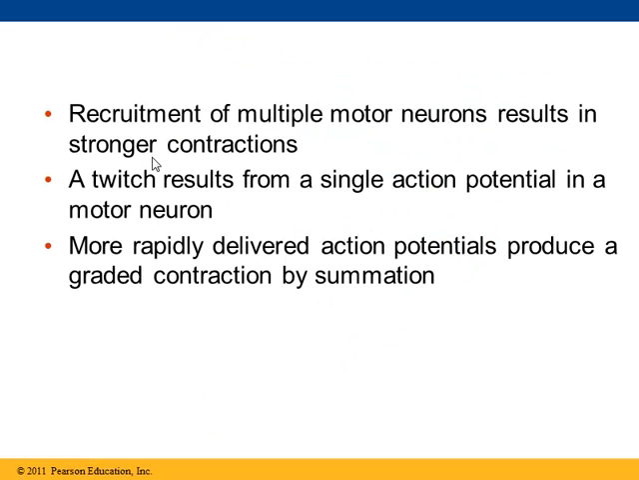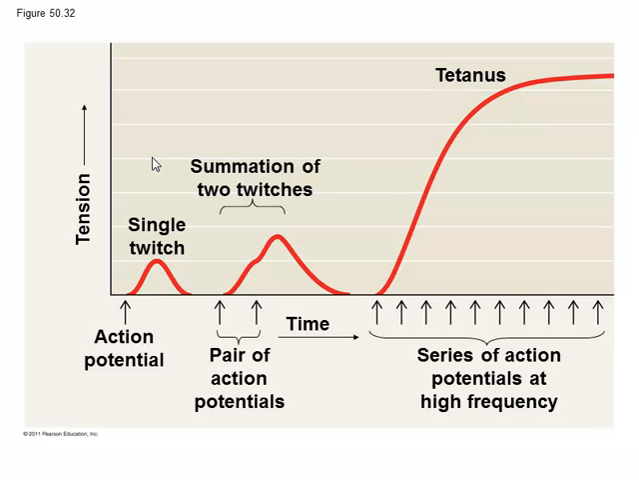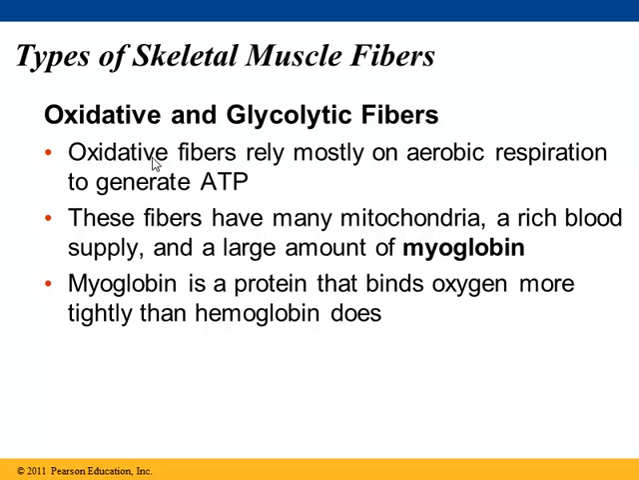Now we can talk about fast and slow. There are different types of muscle fibers here. We can talk about oxidative versus glycolytic. Oxidative fibers are the ones that rely primarily on aerobic respiration. They're going to have lots of blood vessels. They're going to have lots of mitochondria.